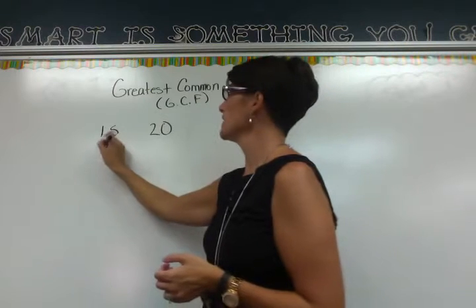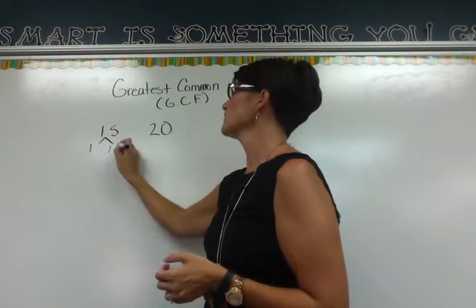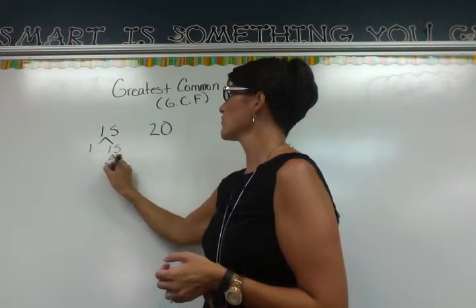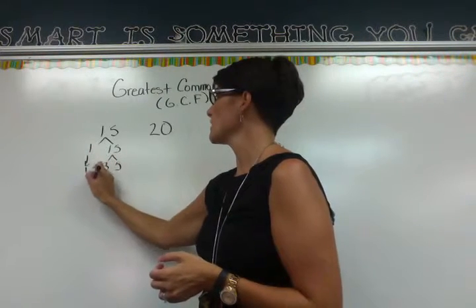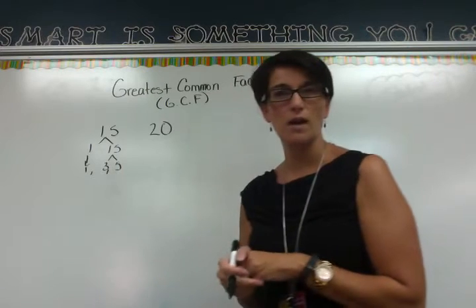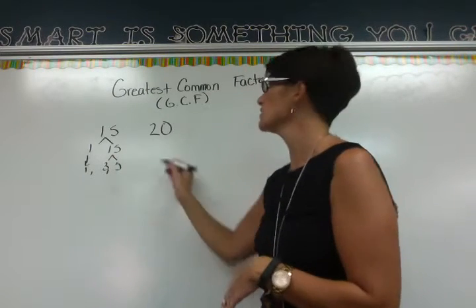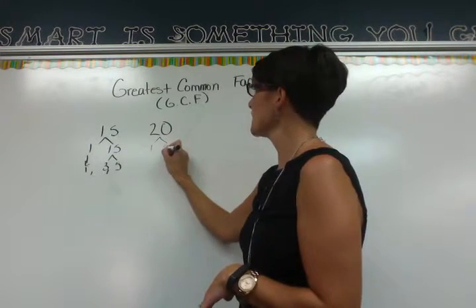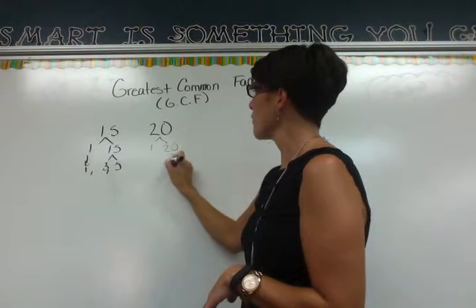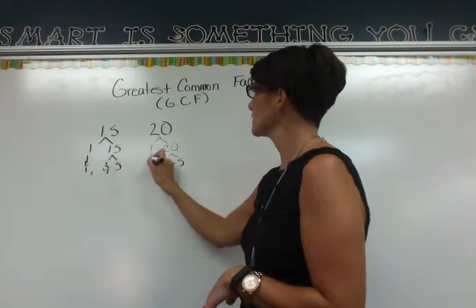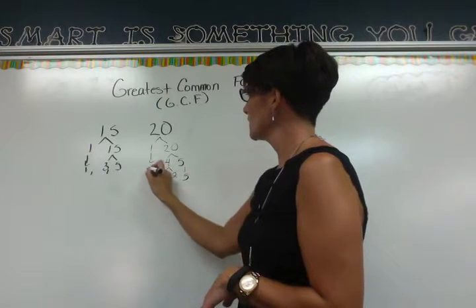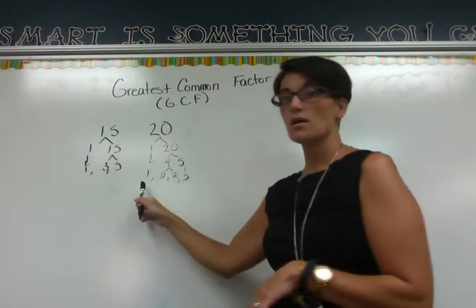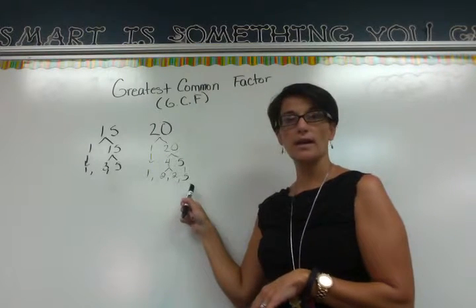You might say, well, 1 times 15 is 15, 3 times 5 is 15. And you might bring down your 1. So you would say the factors of 15 are 1, 3, and 5. And then you would do the same thing to 20. You would say 1 times 20, 4 times 5, 2 times 2. So you would say the factors of 20 are 1, 2, 2, and 5.